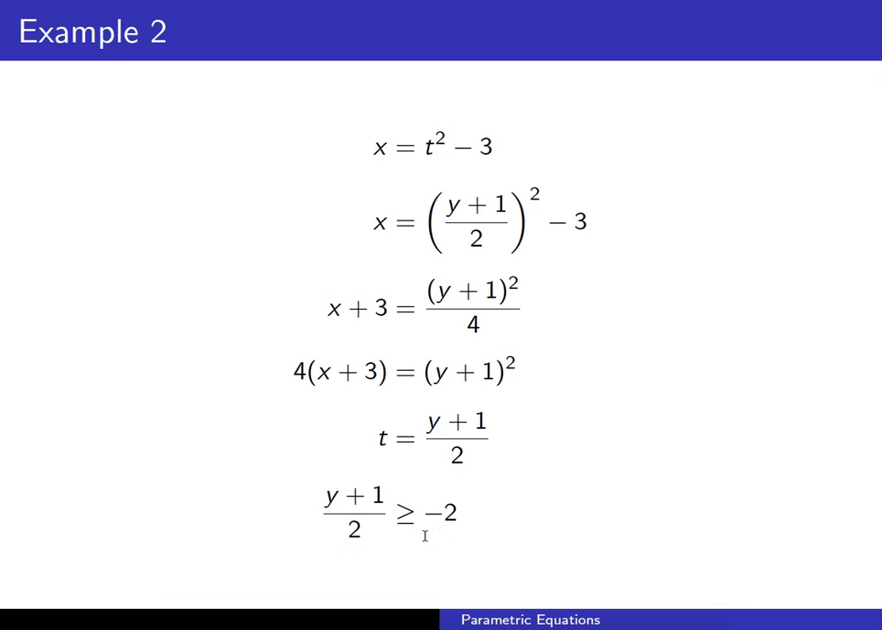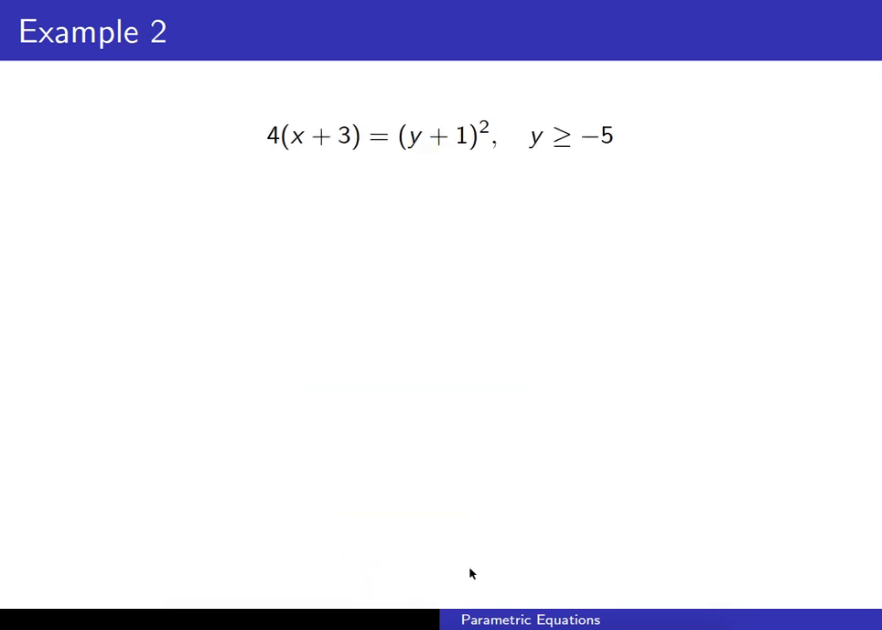And this will stop the parabola from opening downward forever, as we saw at the end of the previous video. So we multiply both sides by 2 and then subtract 1. We'll get our y values are greater than or equal to -5. And if you look at the graph of x equals t squared minus 3 and y equals 2t minus 1 when t is greater than or equal to -2, all of our y coordinates are at -5 or higher.